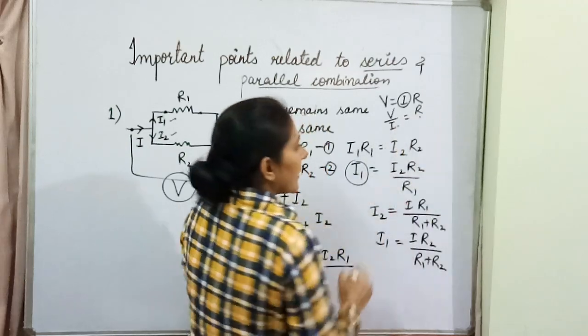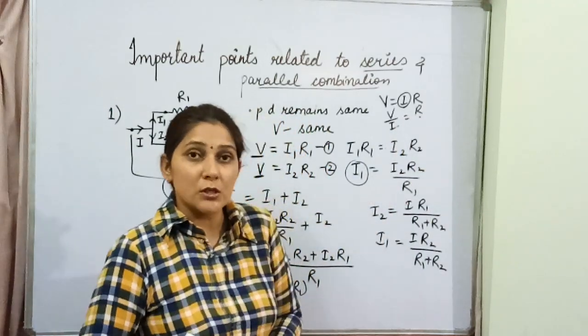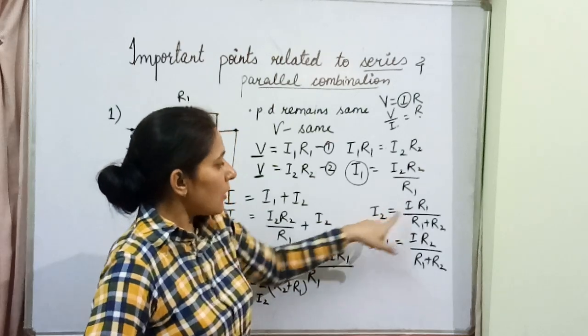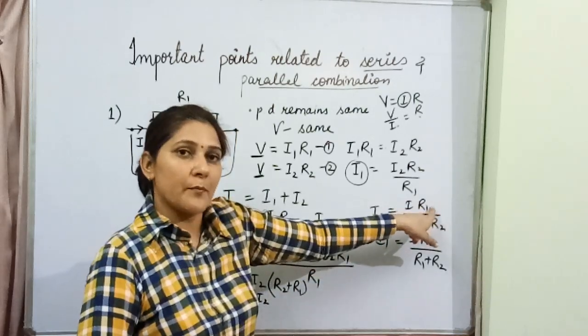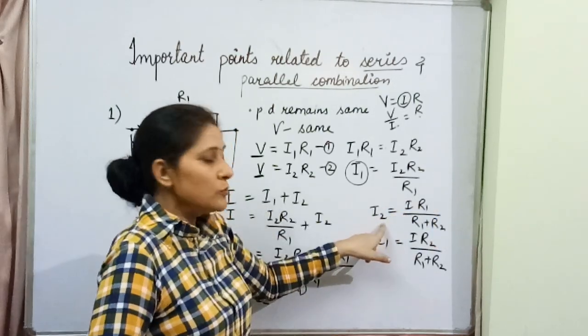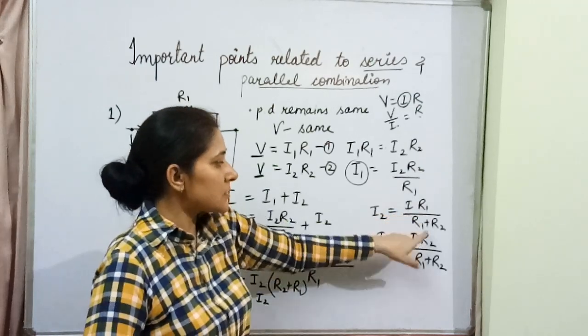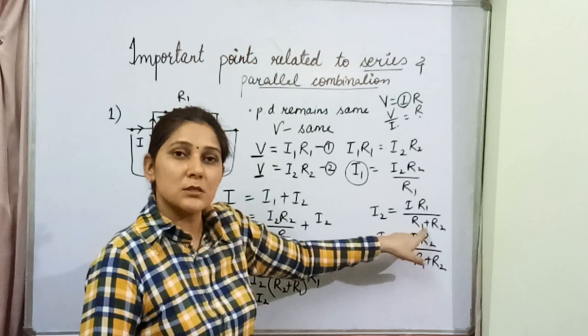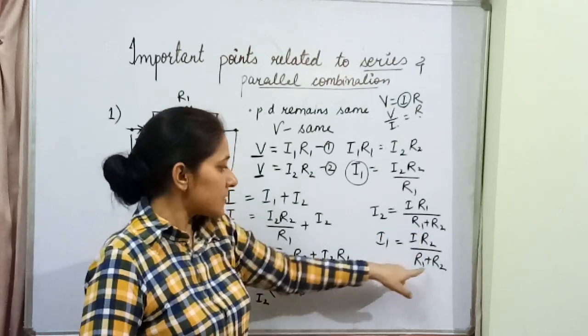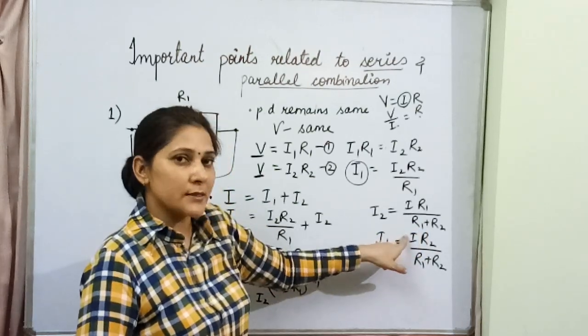That means I and R are inversely proportional to each other. So here, whatever you have written for current, what will you write in front of it as the inverse? Resistance. So I2, current in second resistor, is equal to total current into first resistor divided by the sum of both the resistors. In the second formula, the sum remains as it is, the total current remains as it is.